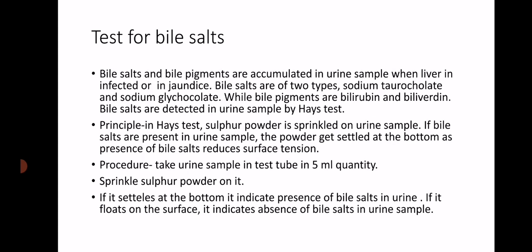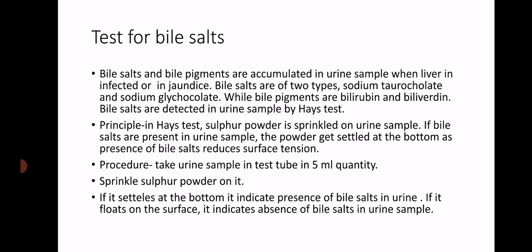The next test is for bile salt, test for bile salt. So bile salts are of two types, sodium taurocholate and sodium glycocholate. These are the two bile salts. When the person is suffering from jaundice or hepatitis, in that case there is the accumulation of bile salts and bile pigment in the urine sample. And due to bile salt and bile pigment, the color of the urine sample will also become dark yellow.